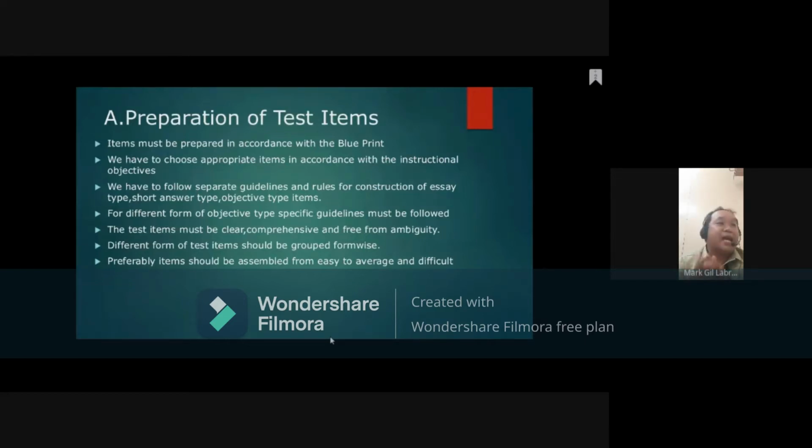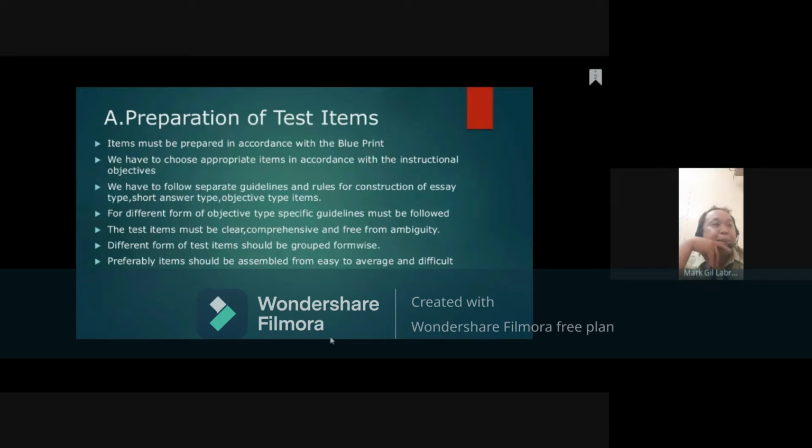Number one is that items must be prepared in accordance with the blueprint. Of course, in our case, we have our TOS. So our TOS is attached to our test paper. Second, we have to choose appropriate items in accordance with the instructional objectives. So whatever your objective is, that is what it should follow. We have to follow separate guidelines and rules for construction of essay type, short answer type, and objective type items.